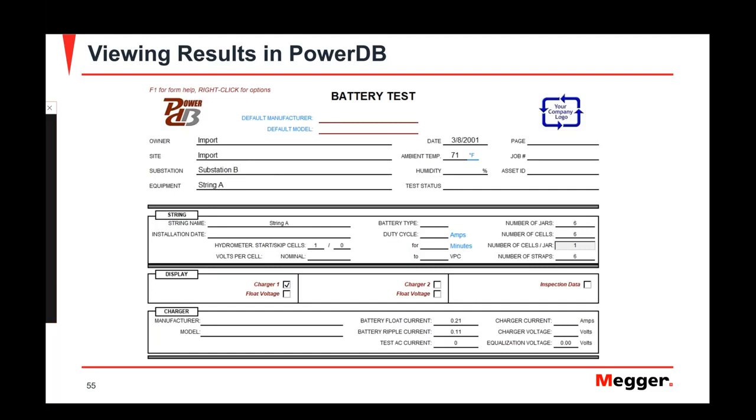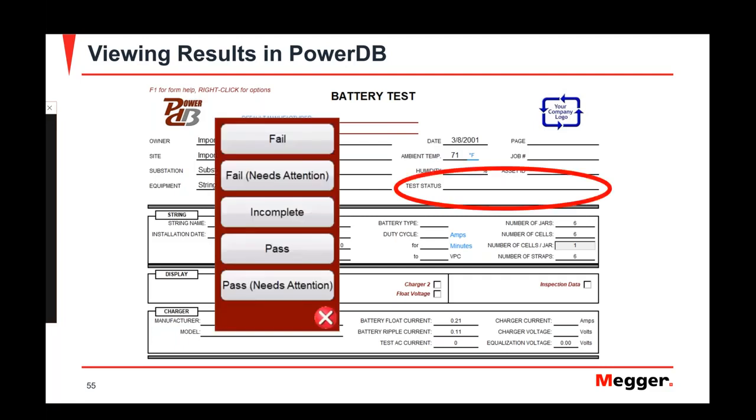And in this form, we can document the different information that we have, such as temperature and humidity, our job number, our asset ID for that piece of equipment. But also, we have the option to look at the test status, where if we do have a piece of equipment that hasn't passed, or it's failed or needs attention, we can document it here, and it's easy to access whenever we go back and look at our job report.